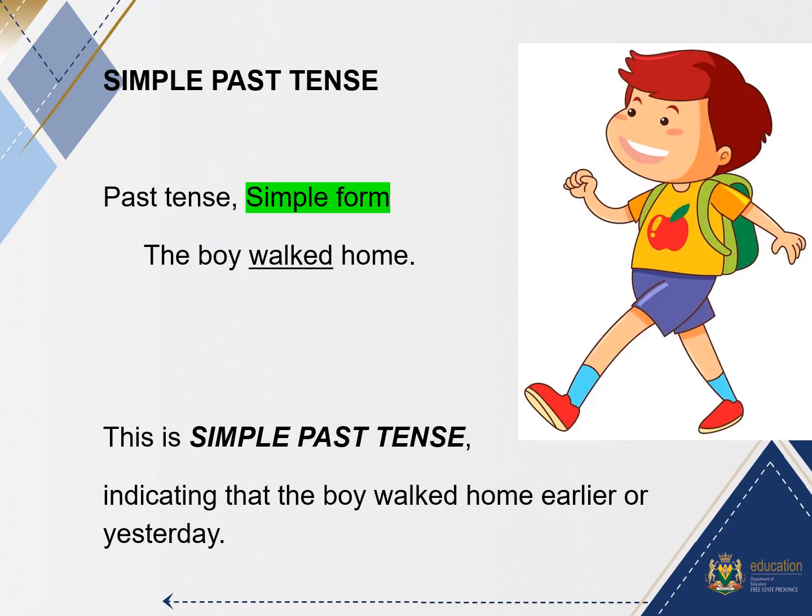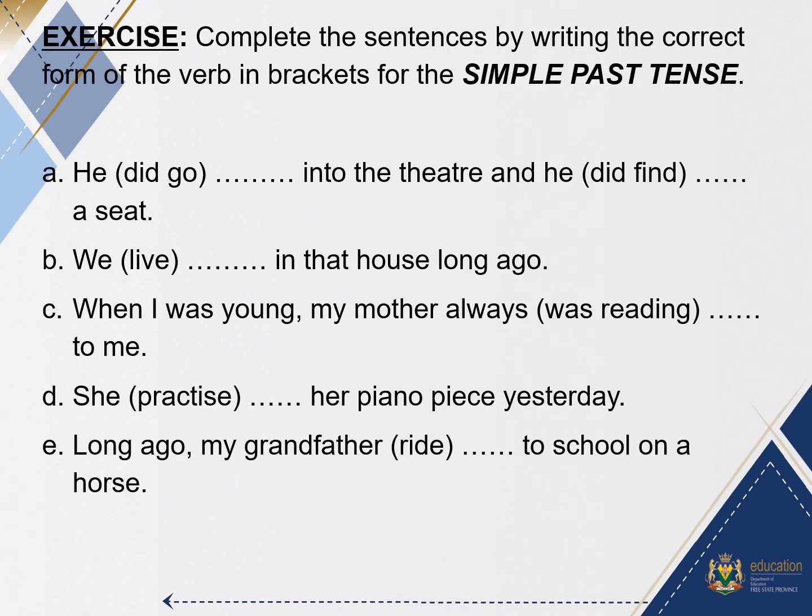Now let's have a look here. We've got this boy, and in the present we would say the boy walks home, but this is past. It's indicating that the boy walked home earlier or yesterday, but this is an action that is finished. The boy walked home. Let's look at this exercise quickly. Remember, we're busy with the simple past tense.